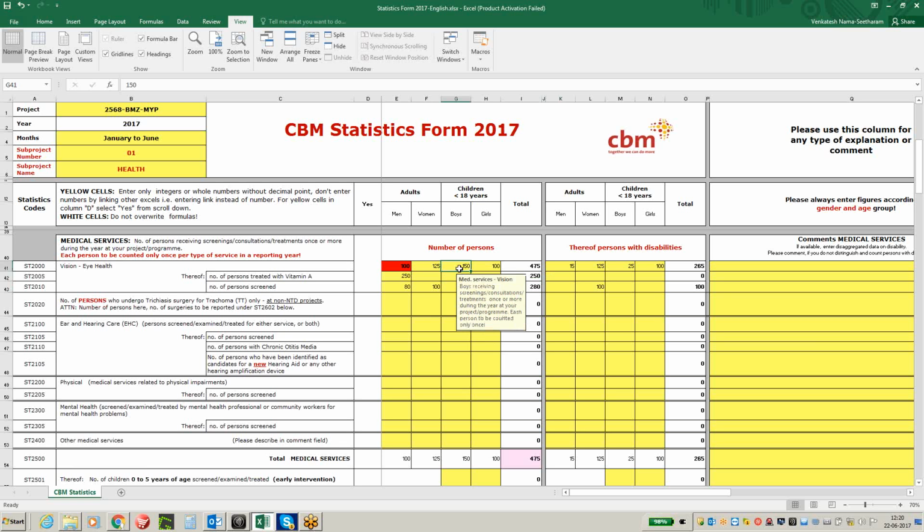50 people who are receiving consultations or treatments in this year. Even those need to be counted because those people are also receiving services in 2017 first semester. So you should understand that each person should be counted once per every year of reporting. For example, if a person is screened in the previous year and is receiving consultation in this year, then it should be recorded in the previous year also and this year also.